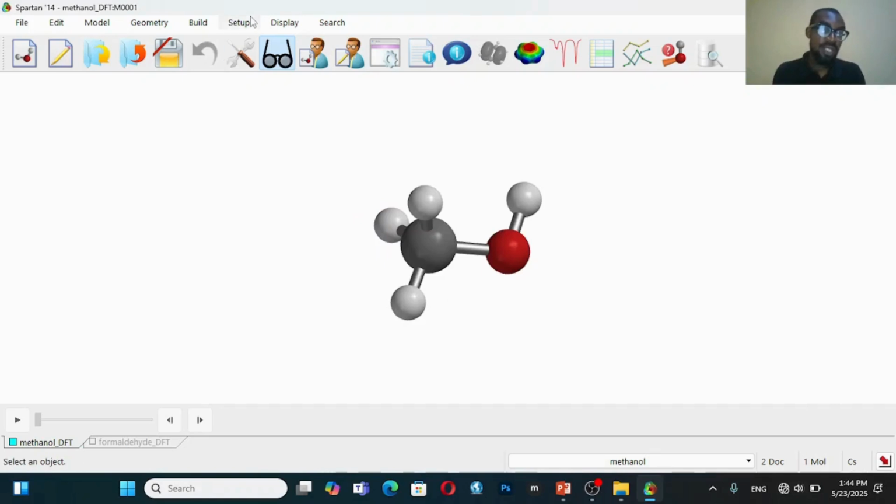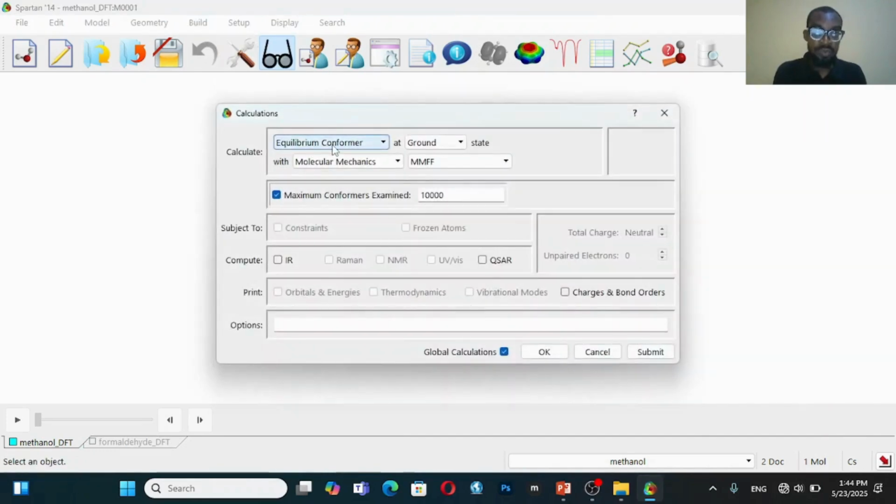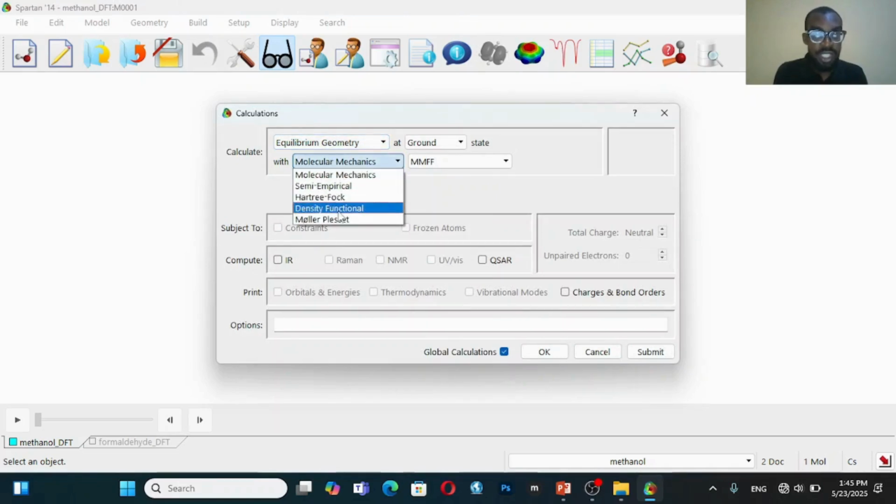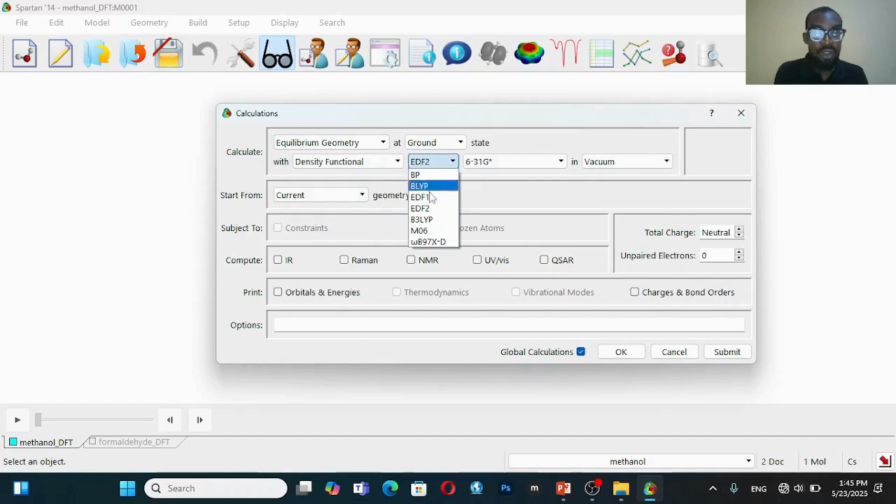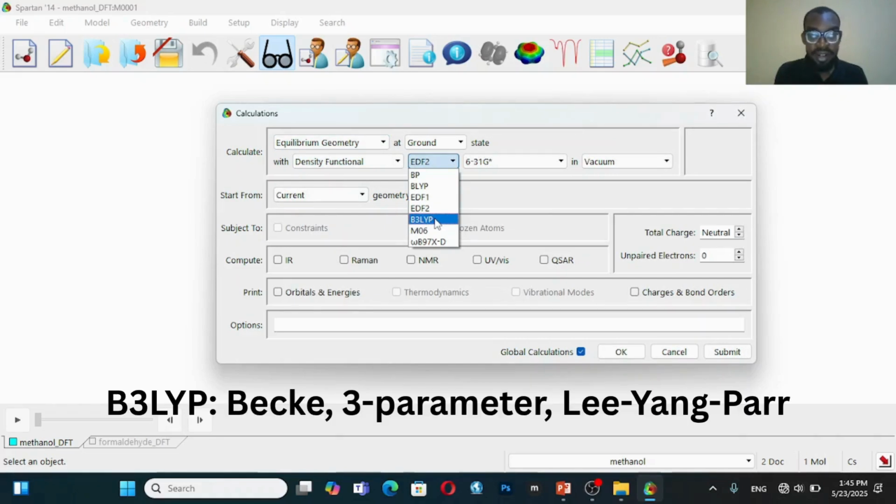Now the next thing is to carry out our DFT calculation. So what you do, go to setup, go to calculation, go to equilibrium geometry, please. The first one was equilibrium conformer. This is equilibrium geometry. Then choose the density functional. Now, I often choose the Becke and Parr functional, yes, B3LYP. Now, the functional you'll be using is dependent on what you're working with. It's important that you consult literature and know the functional that will give you reliable results.